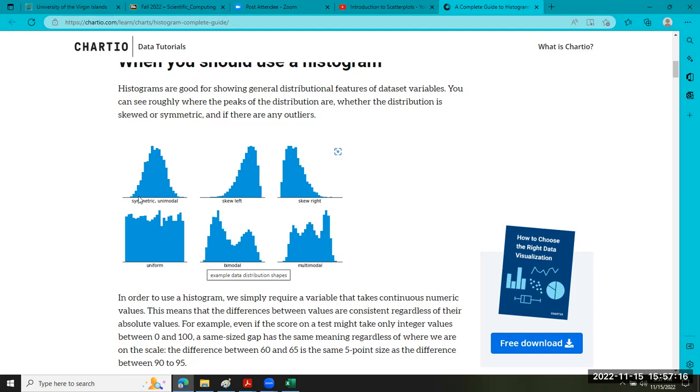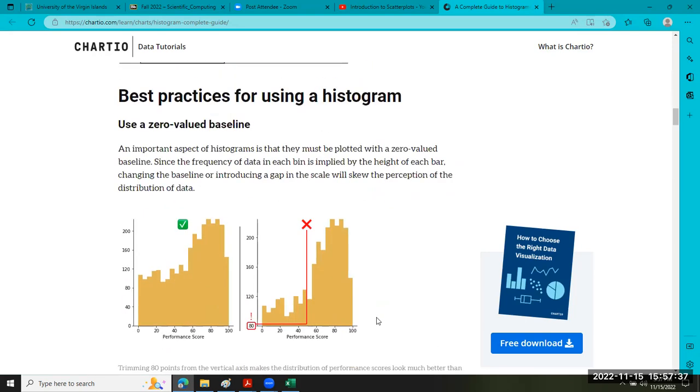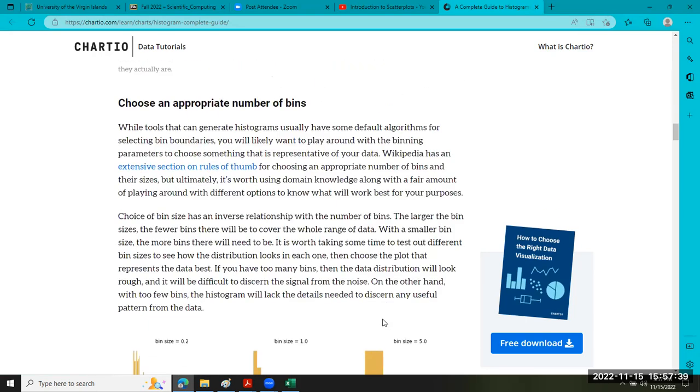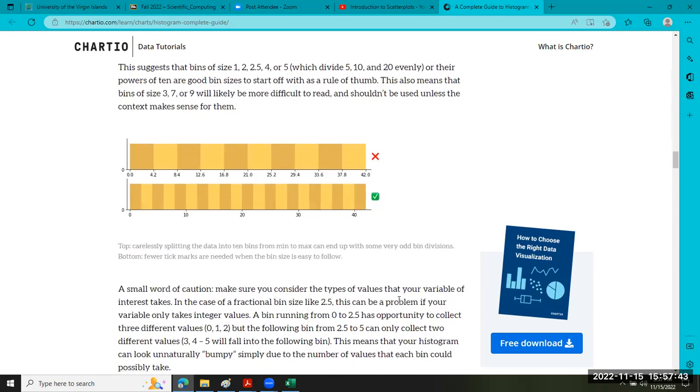So unimodal would mean there's just one peak, and if it's even rising and even falling, we'd call that symmetric. If it's slanted, that's skewed to the left as opposed to skewed to the right. It's a helpful, easy to understand reference, more so than some of the stuff in our textbook.